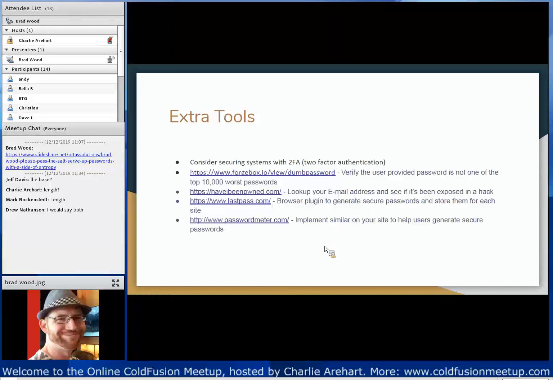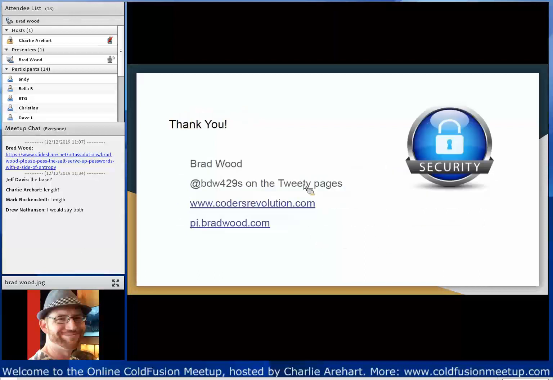Password Meter is another cool site. It's got a little JavaScript utility. You can implement it on your site that helps users generate secure passwords as well.